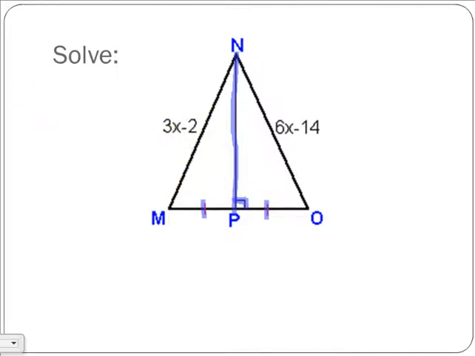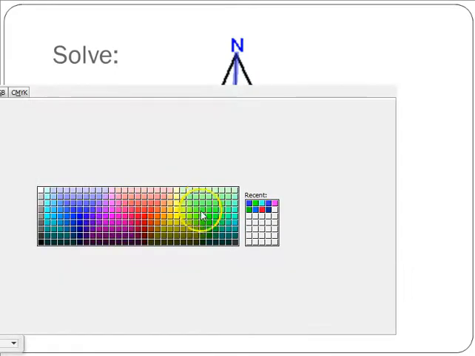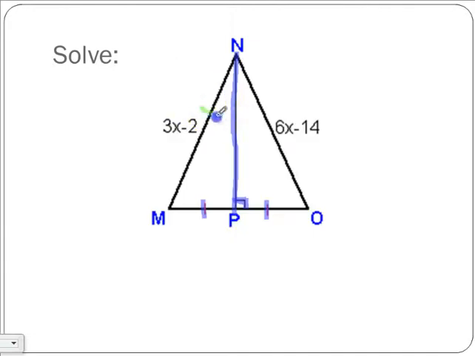So what did we just learn about what it does to the other legs of the triangle? These legs are also going to be congruent. So because of that, we could set those two sides equal to each other and solve for x. So let's go ahead and finish that out.